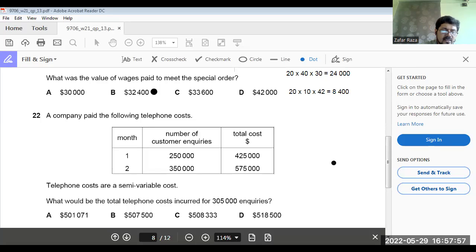Like 5,000 multiplied by 1.5 plus 50,000, 7,000. Okay.